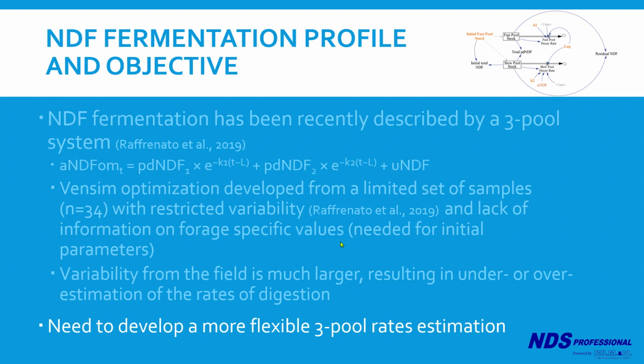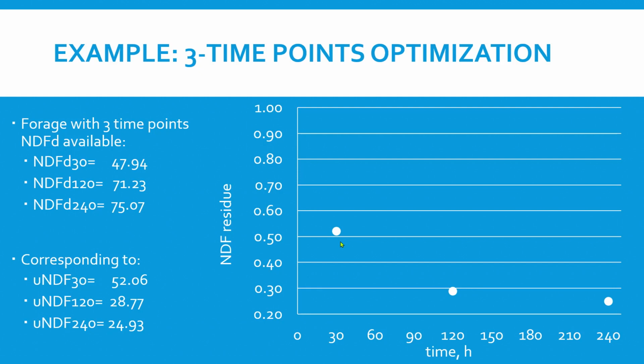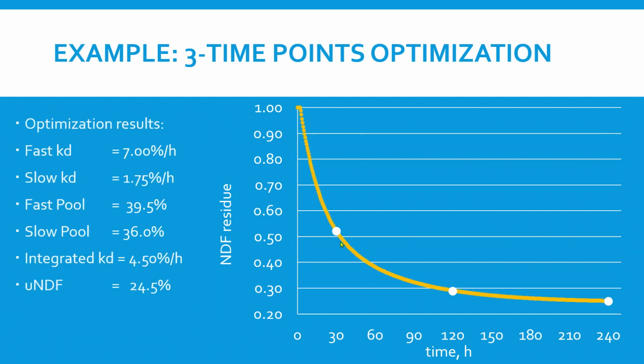So just to give you an example of how the Vensim optimization was working, 3 time points were used: 30, 120 and 240 hours NDF digestibility. Then there was a system to fit the curve that would result in the lowest residuals. In this case, this is one example that would give us an integrated KD of 4.5% per hour. And remember, this is the number that we use for the P3 fraction in the CNCPS.